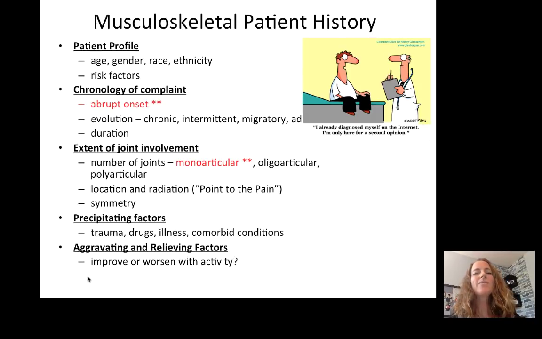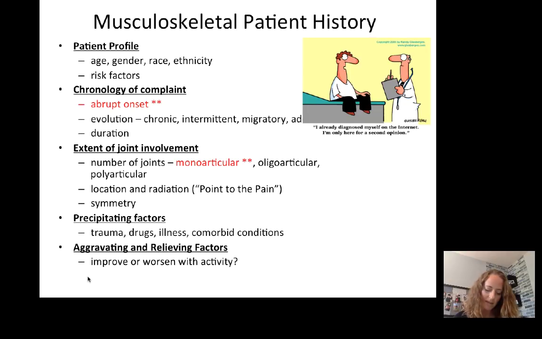All right, so that's physical exam basics. Let's talk now about patient history. So you want to think about the patient profile, especially with respect to age. As I said, Harrison's uses the age of 60. There are many conditions that are much more common over the age of 60.